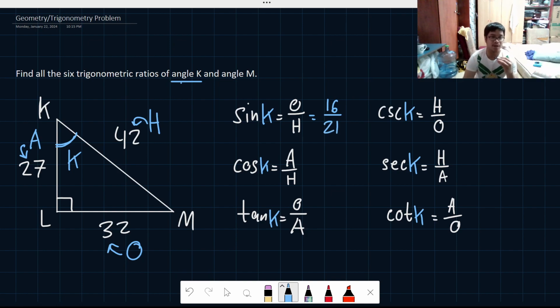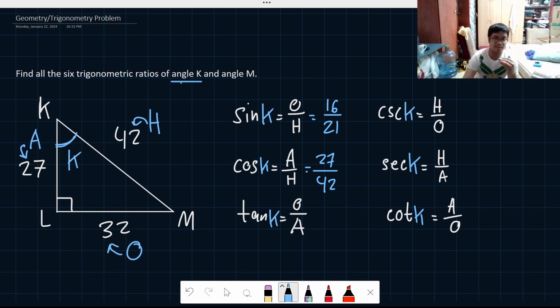Now for cosine. For cosine, we will have adjacent, which is 27 units, all over your hypotenuse, that is 42. I think they are both divisible by 3. Let's take a look, right? 27 divided by 42, right?